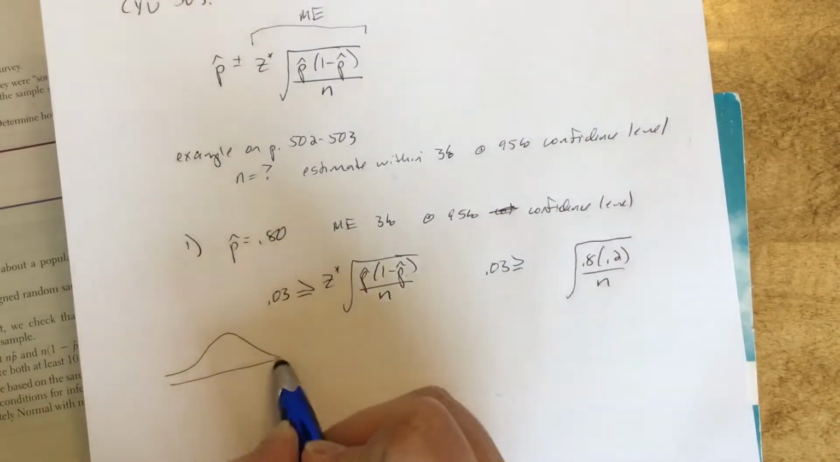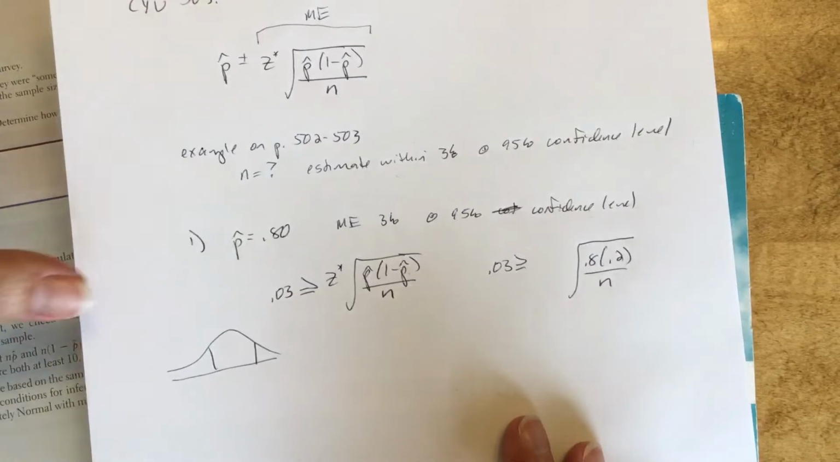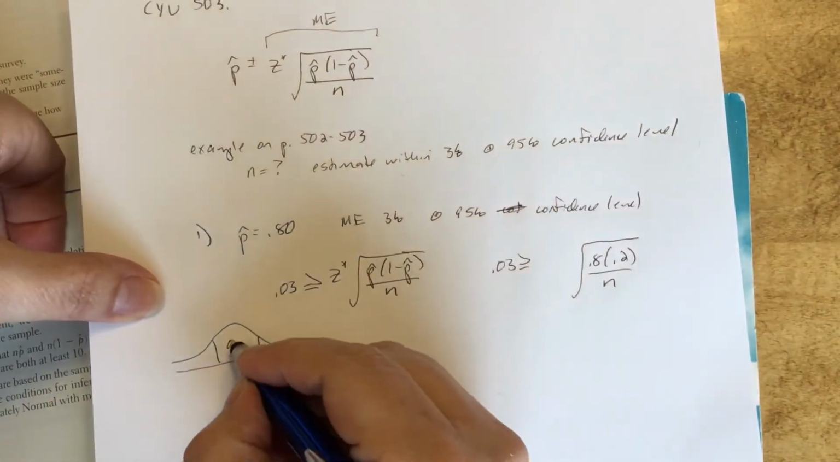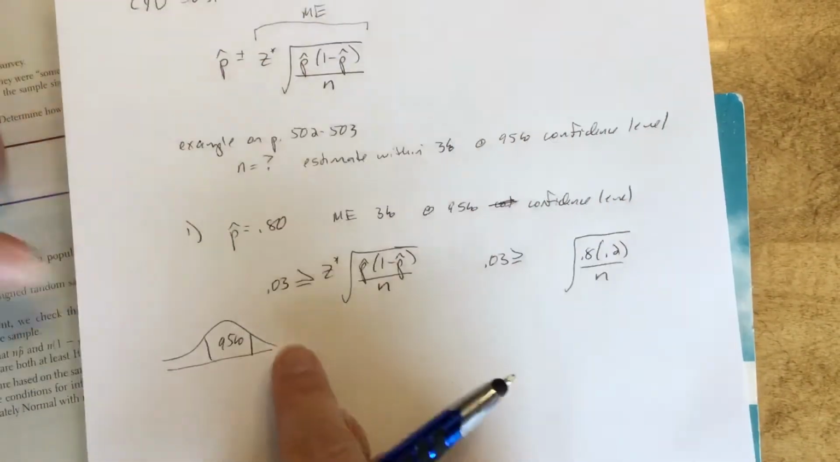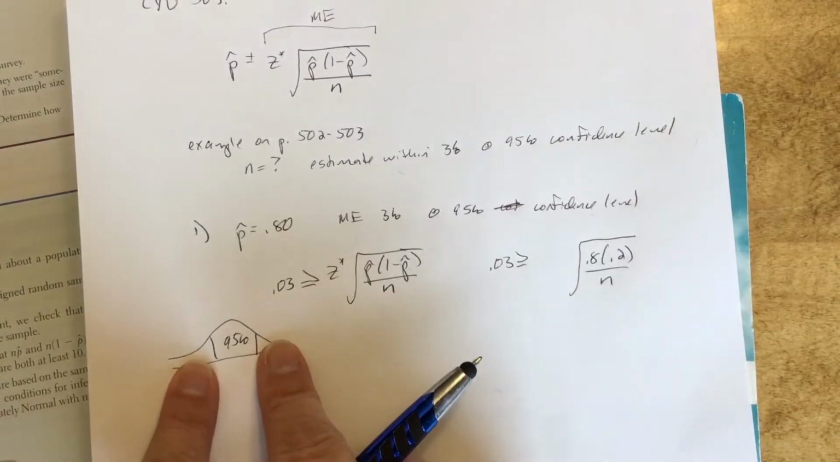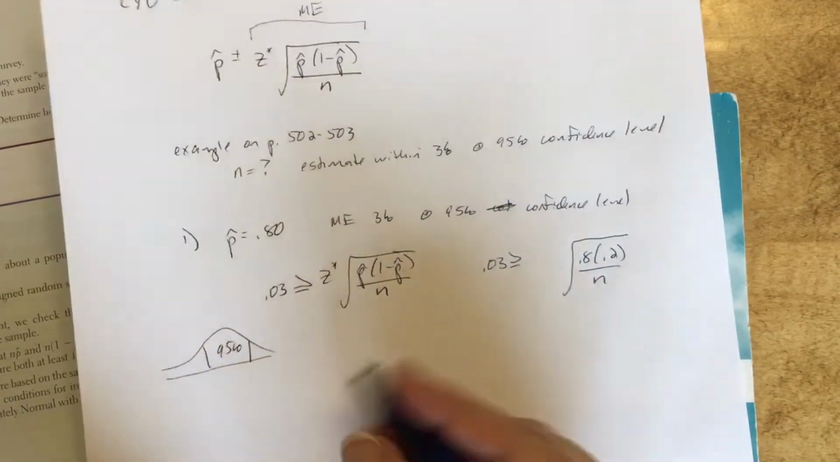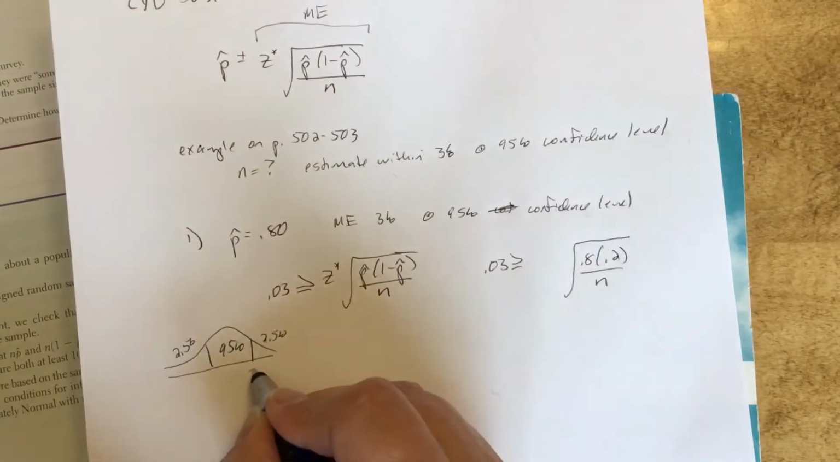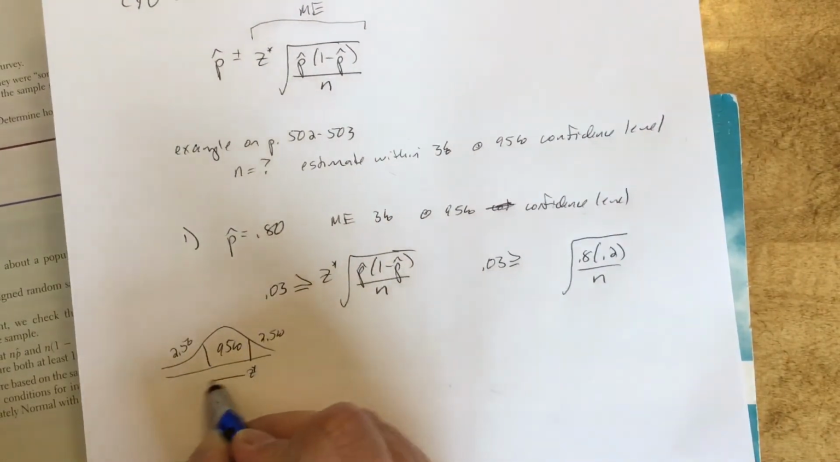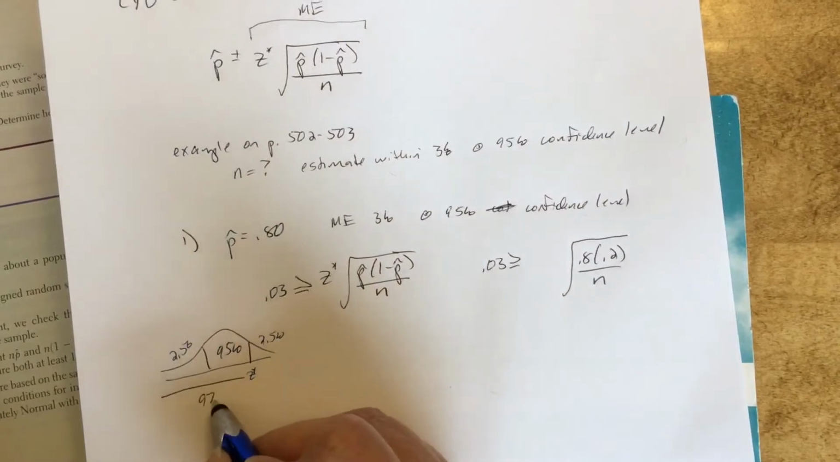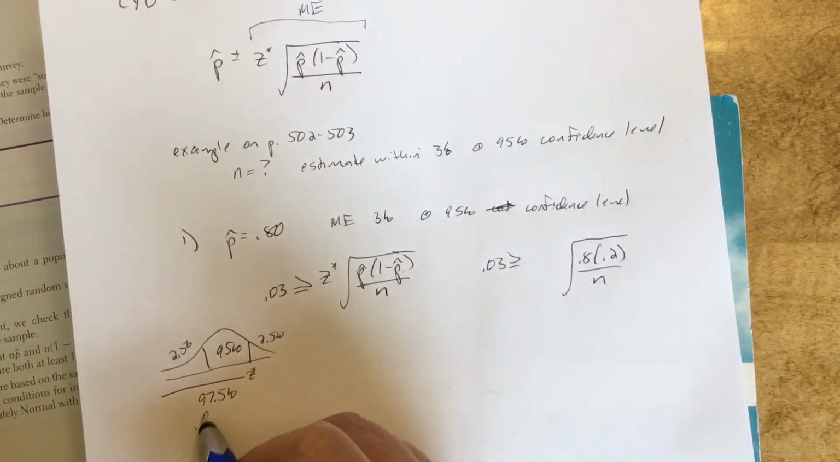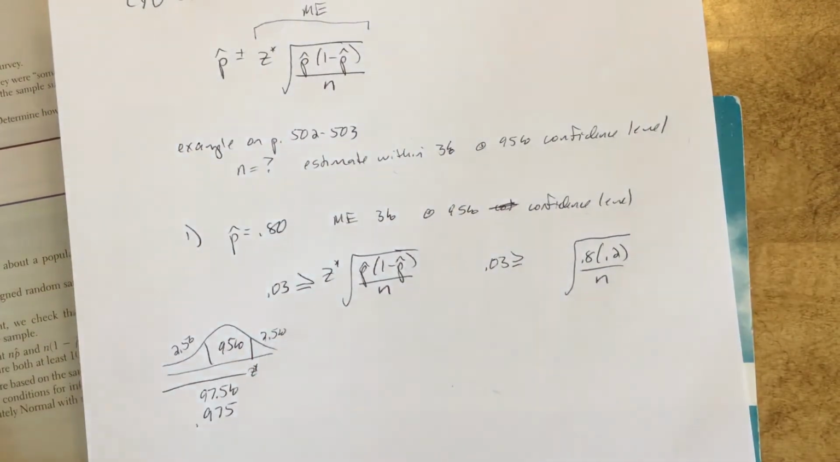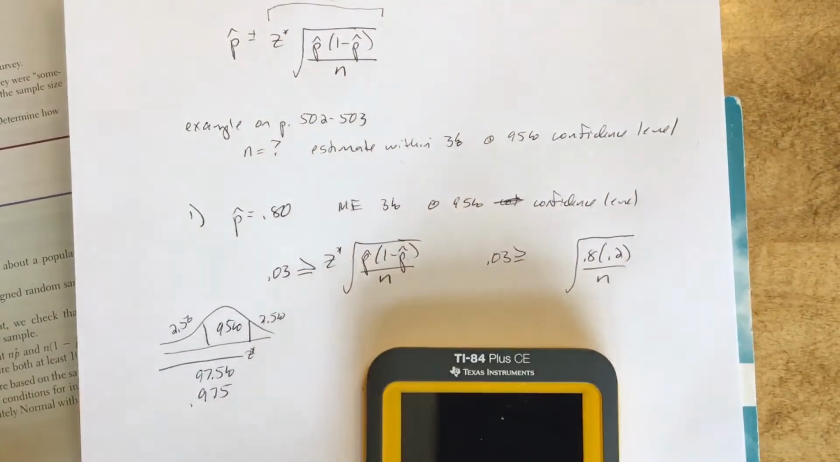So again, that critical Z is just a Z-score for the middle 95%. So if this is the middle 95%, you know the two tails together are 5%, so each of them has to be 2.5%. Okay, so this critical Z is going to have the area of what? 97.5%. So I'm going to look up 0.9, or I'm going to put in my calculator inverse norm for 0.975.